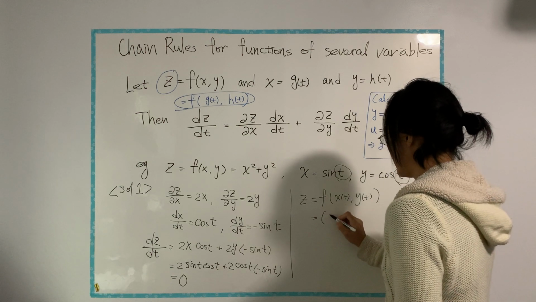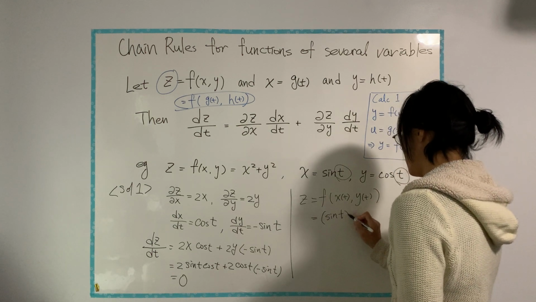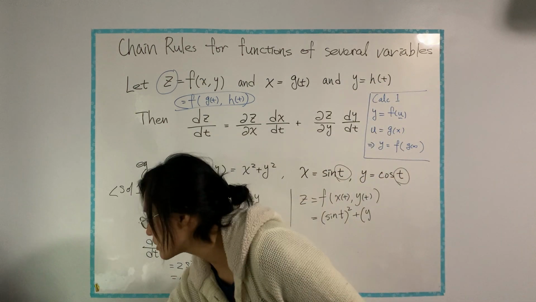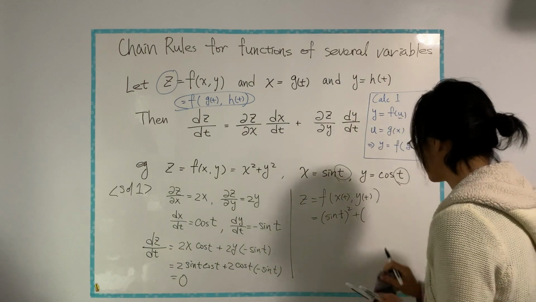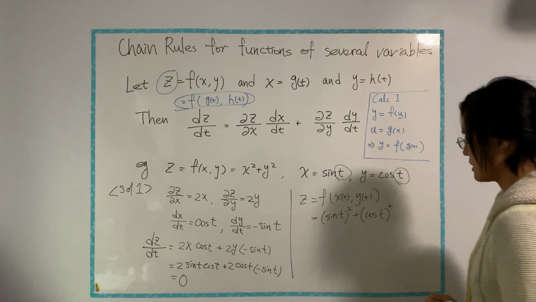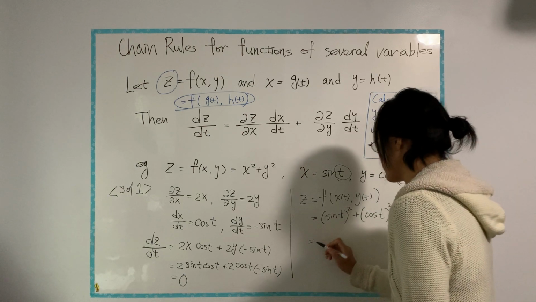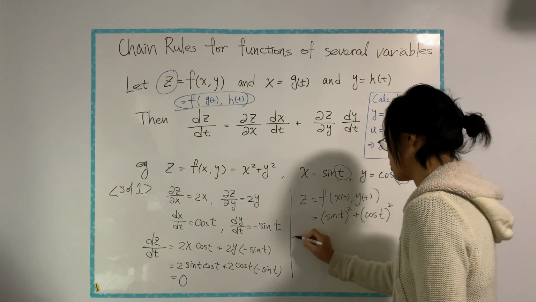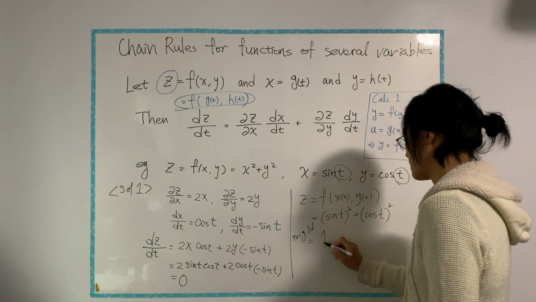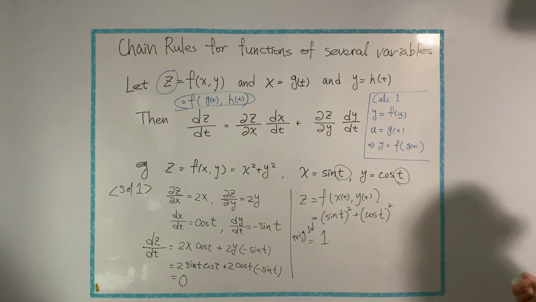So I have x squared plus y squared. What is y? y is cosine t. Okay, and over here we have sine squared plus cosine squared. So the trig identity tells us sine squared plus cosine squared is equal to 1.